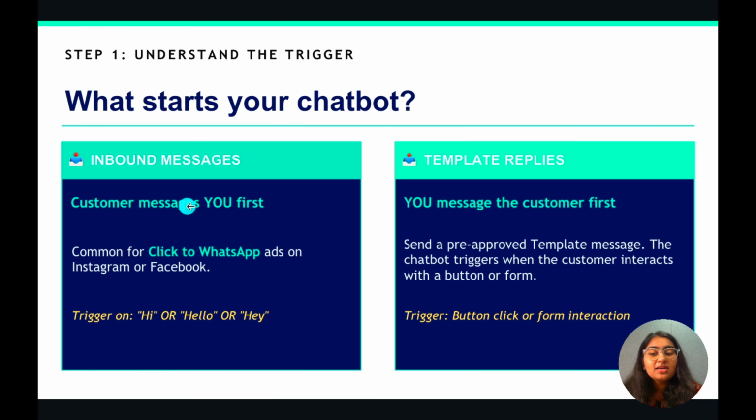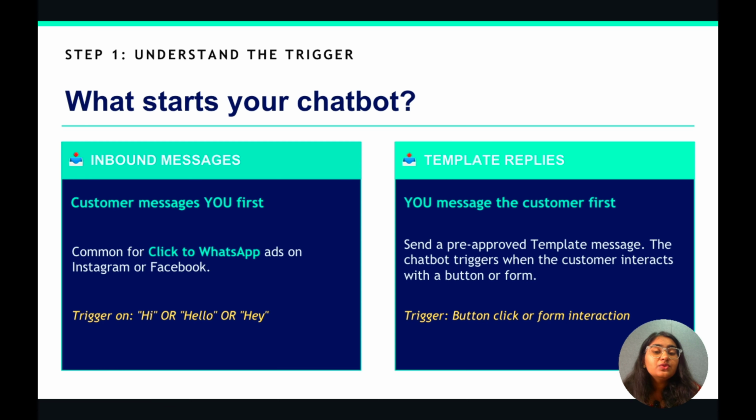Now this is when a customer messages you first. This is common for click to WhatsApp ads on Instagram or Facebook, where a customer clicks on your ads and a pre-filled message like "Hi, I want to know more" appears in their chat. You can even use OR logic here, like setting your bot to trigger whether they say hi, hello or hey, etc. Now coming to the template replies.